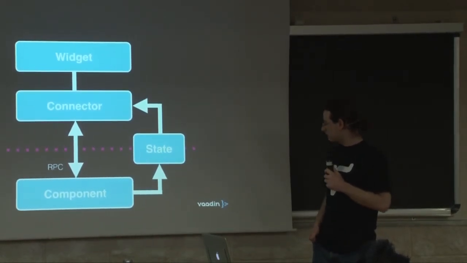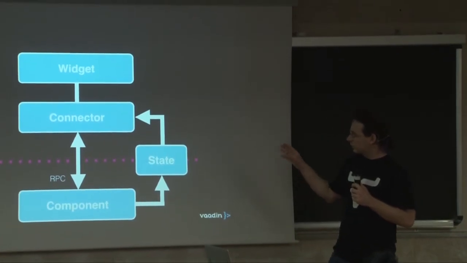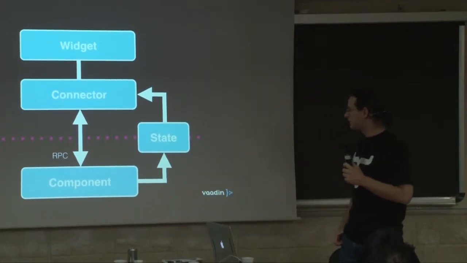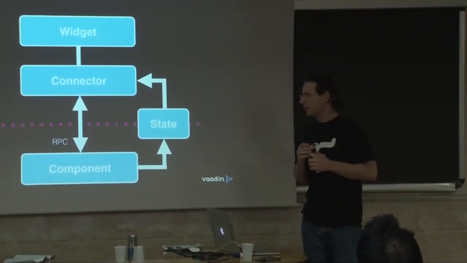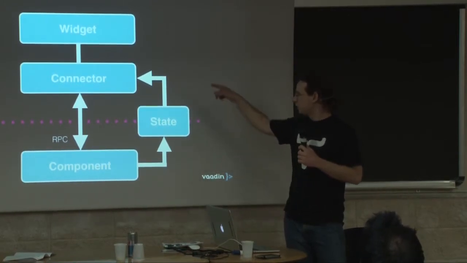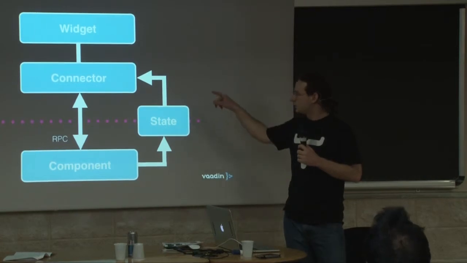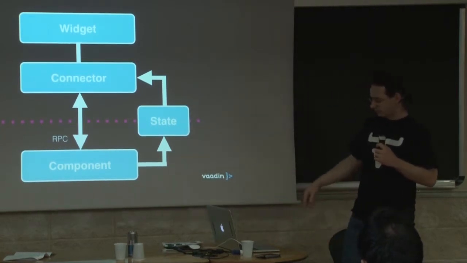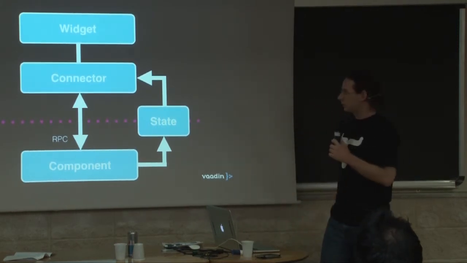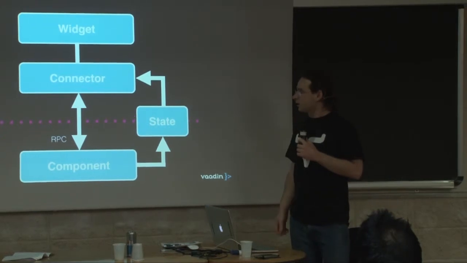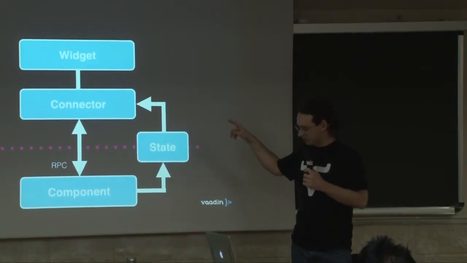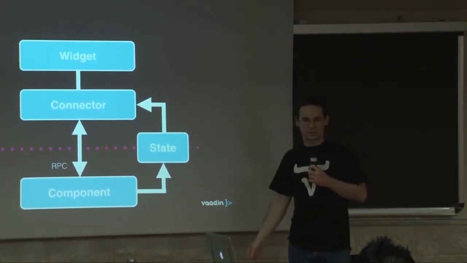we have this state which is shared between the client and the server. So in the state there is, for example, for a text field, the content of the text field. So the next time you change the text content in the component, it will be propagated to the client. There is this connector which is responsible for the communication, and it tells the widget to display the correct content. If a user clicks on a button or something like that, then the widget tells the connector that something was clicked, and the connector calls the component on the server side.